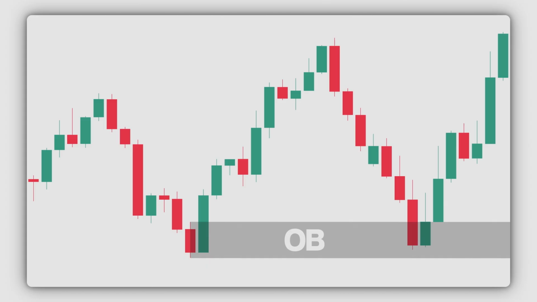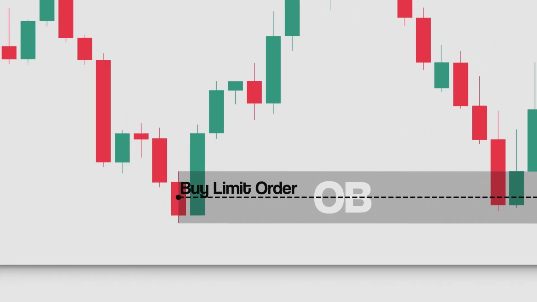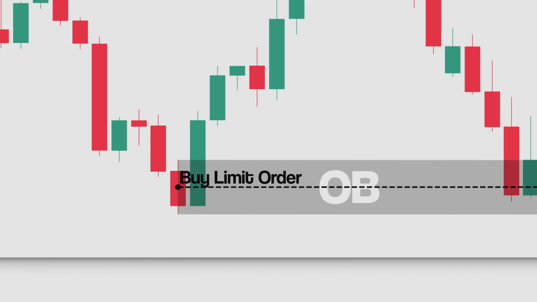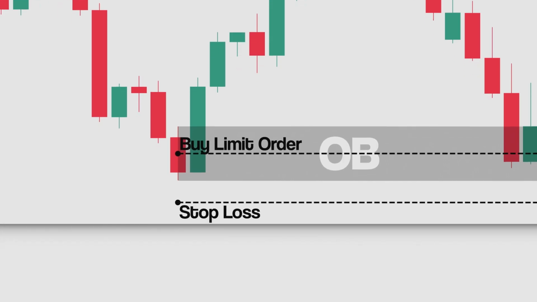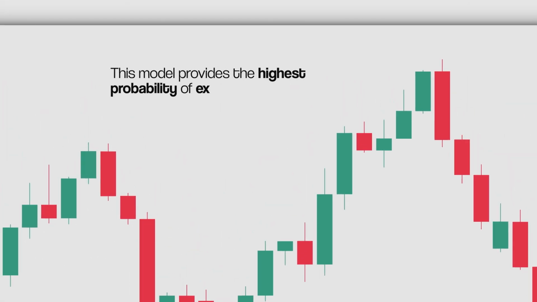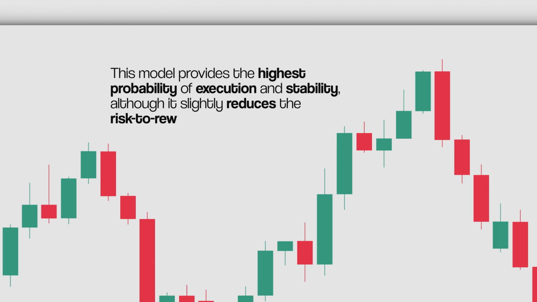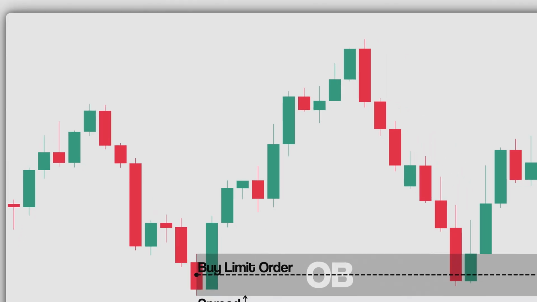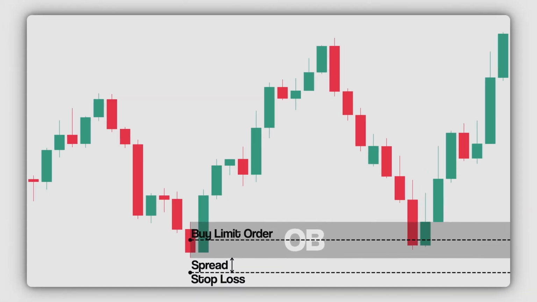The third entry model is one of the most optimal and widely used approaches. Here, the buy limit order is placed at the midpoint of the order block zone. The stop loss again remains just below the lower wick of the order block candle, adjusted by the spread. This model provides the highest probability of execution and stability, although it slightly reduces the risk-to-reward ratio compared to more aggressive entries. It is particularly effective in volatile conditions where deeper retracements are common.